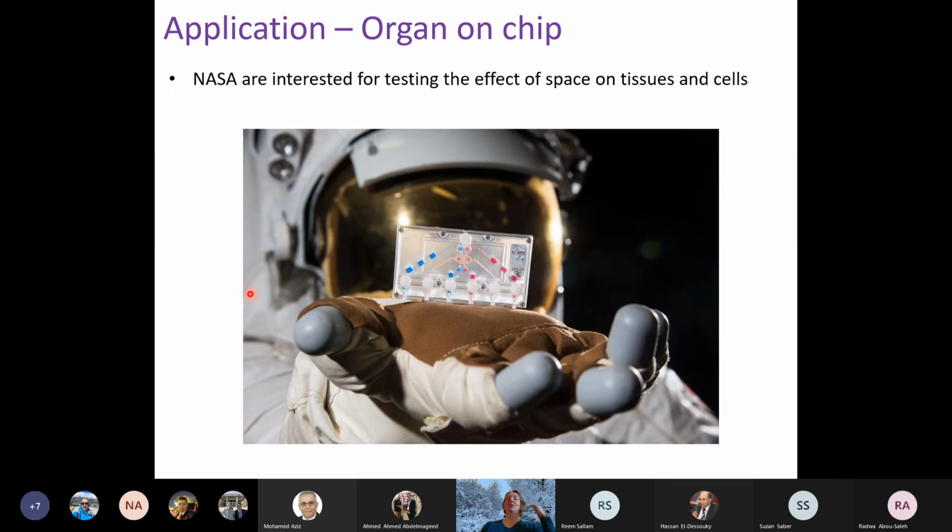Just recently, just for your information, NASA have announced that they will be taking organ on chip into space. So it's actually a fantastic way for them to test the effect of space and gravity or lack of gravity on tissues and cells without compromising human beings or animals. So they grow tissues and cells on a microfluidic device, take the device up into space, be able to do more rigorous testing and see how that affects the tissues and cells in the device. So NASA have now become very interested in organ on chip as well.